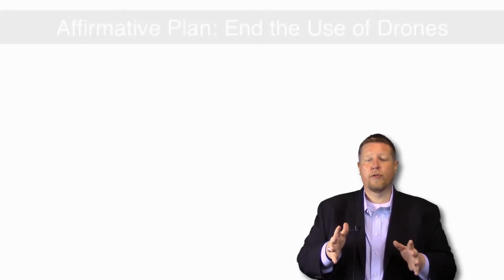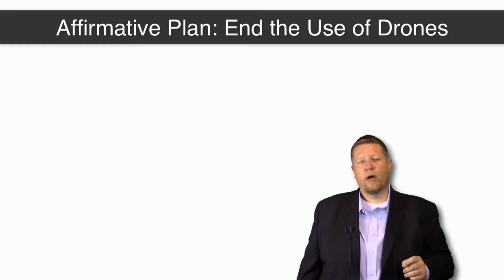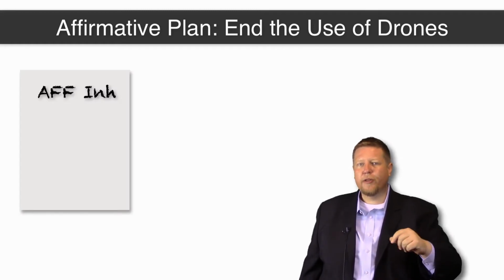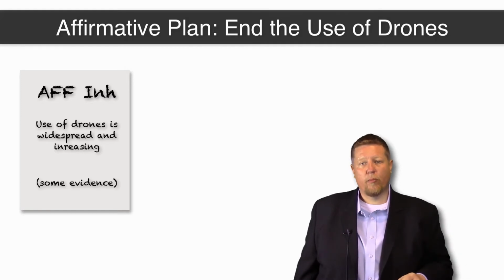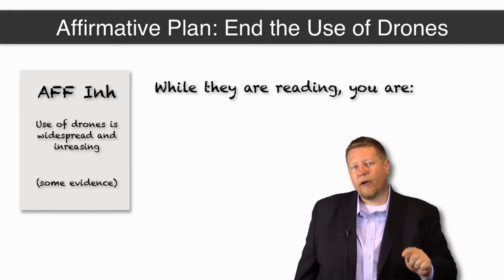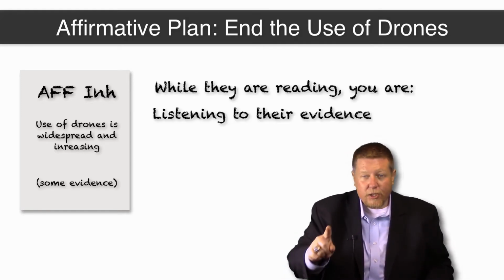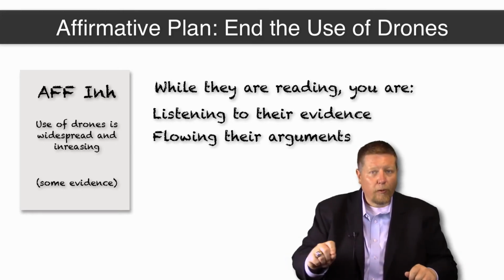Let's say that the affirmative team proposes to end the use of drones. For example, in their inherency argument, they will predictably argue that the use of drones is widespread and increasing, and they'll read evidence to prove their point. While they are reading their evidence, you are simultaneously listening to their evidence and flowing what they say.